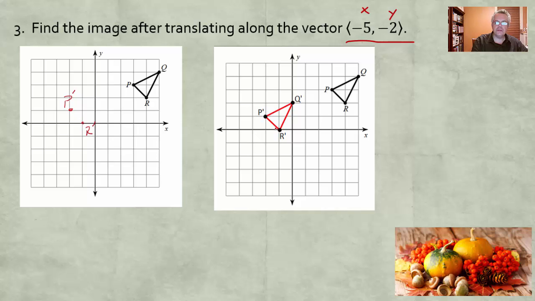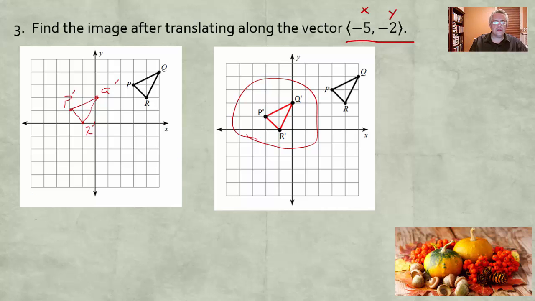So that explains where these 2 points came from. And then Q, over 5, down 2. 1, 2, 3, 4, 5, 1, 2. That's going to be Q prime. I can try to connect them. It's a little sloppy, but you see where this came from. So this is the solution there. I showed you how we got those points. All right, every point moved along the same vector.